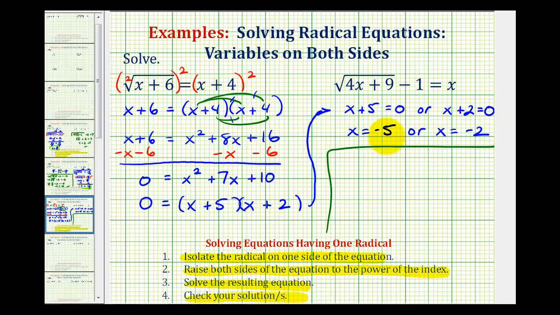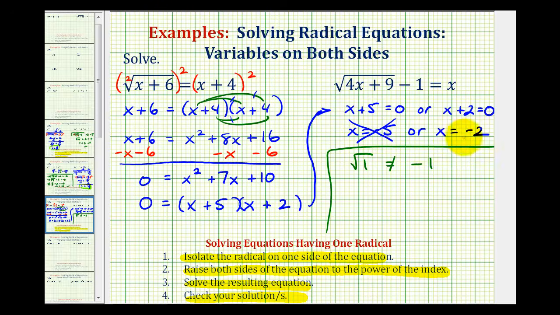So when x is negative 5, notice how we'd have the square root of negative 5 plus 6, that would be the square root of 1, equals, on the right side we have negative 5 plus 4, which is equal to negative 1. Well, the square root of 1 is not equal to negative 1, and therefore x equals negative 5 is not a solution. This is called an extraneous solution, one that we found algebraically but does not work.